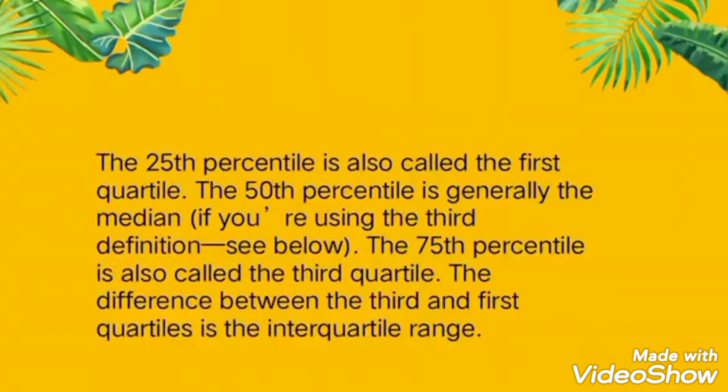The 25th percentile is also called the first quartile. The 50th percentile is generally the median. If you're using the third definition, the 75th percentile is also called the third quartile. The difference between the third and first quartile is the interquartile range.